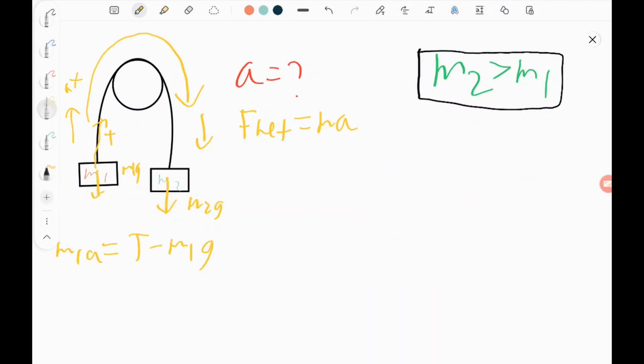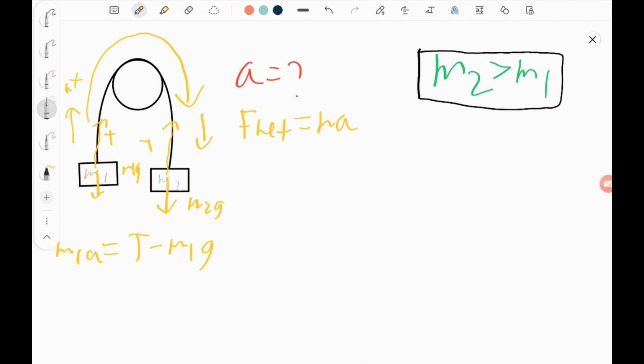Now, what about for block 2? So for block 2, we have that same tension force acting upward on the block. And keep in mind that both of these tensions are still equal. In an ideal scenario where we have a massless string and pulley and we are not considering rotational inertia, these two tensions are going to be equal. Alright, so let me rewrite that.